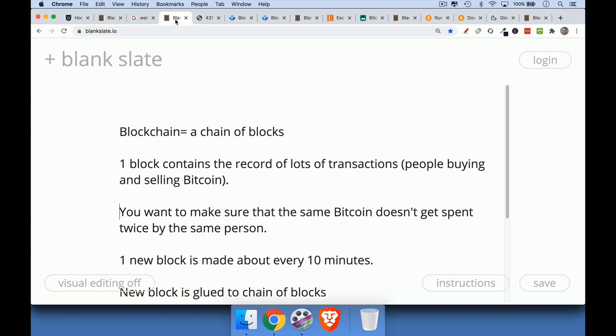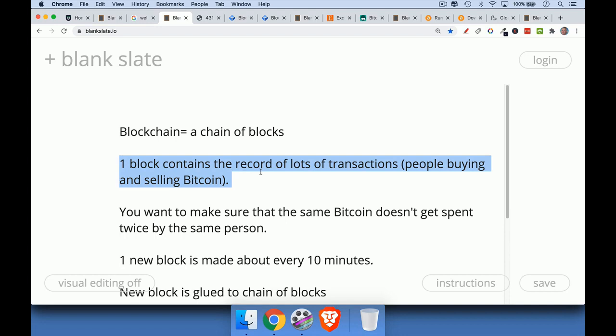The Bitcoin blockchain, as it sounds like, is just a chain of blocks. It's a chain of blocks that are all strung together, and each block contains a whole bunch of transactions. I'm going to show you a picture of it in a minute. But basically, one block contains the record of all the transactions that have taken place for that block. These are people who are buying and selling Bitcoin, sending it to another address.